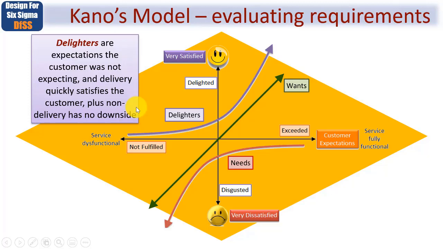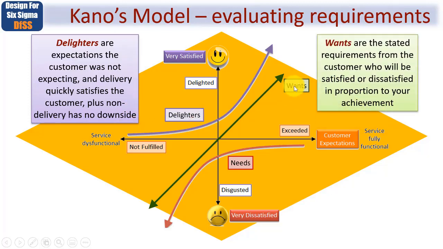And then we've got wants. These are the stated requirements from the customer who will be satisfied or dissatisfied in proportion to your achievement. Hence a linear scale here rather than the exponential of being delighted by something unexpected that boosts customer satisfaction.